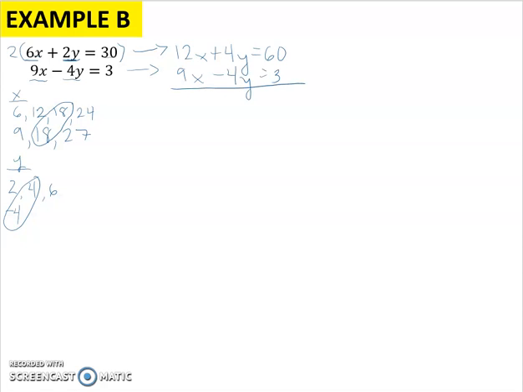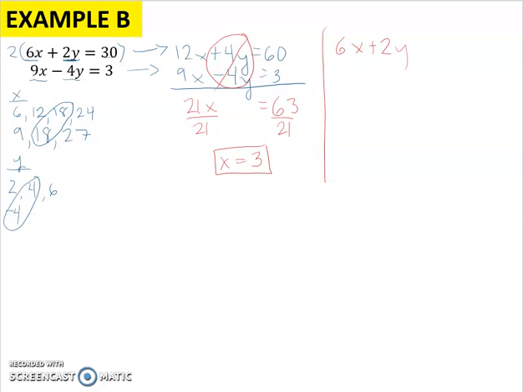And now I add my equations together. Okay, so I'm going to have 21x. And then I have no more y's because I zeroed them out, equals 63. Divide by the coefficient. I'm going to get x equals 3. Okay. Once I have that, I plug into either one of my original equations. So I can do 6x plus 2y equals 30. I could use 9x minus 4y equals 3. Okay, as long as it's the original, don't use the manipulated one.